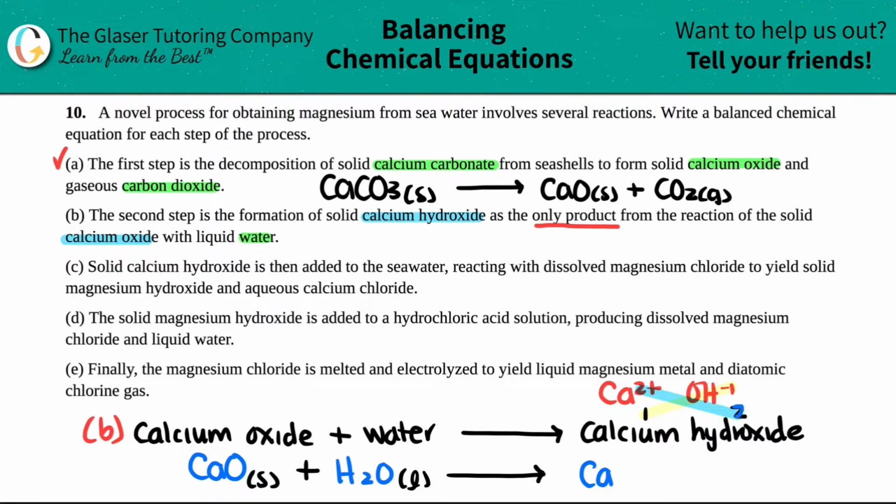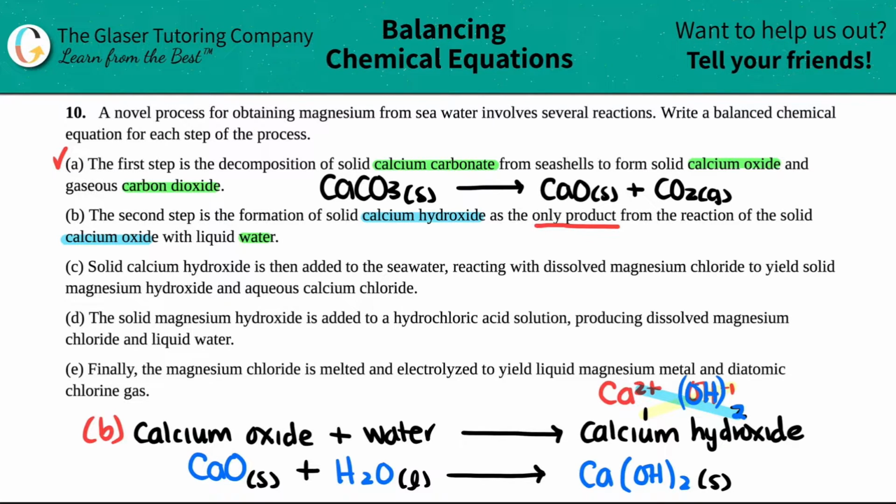Ca, now I have 2 polyatomics. I have to put that in parentheses. So it would be Ca(OH)2. And let's see, they told me that calcium hydroxide was a solid. So here I go, solid. Now I just have to make sure that it's balanced.